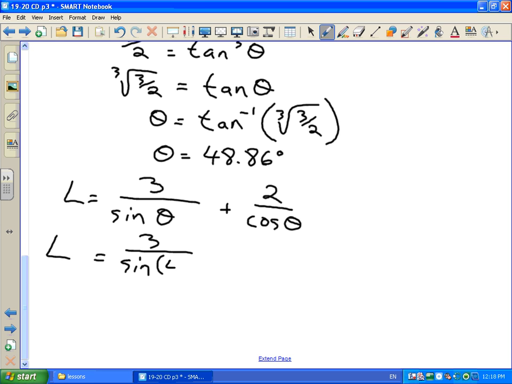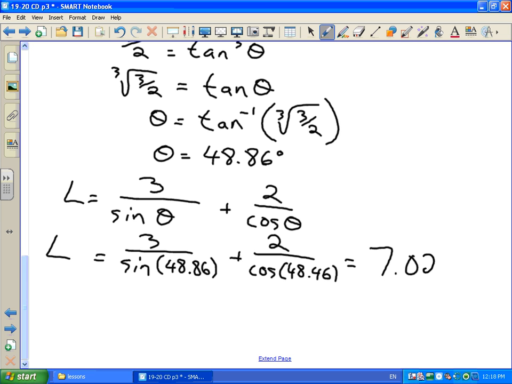Sine 48.86, cos 48.86. We punch all that in, and 7.024 meters is our answer.